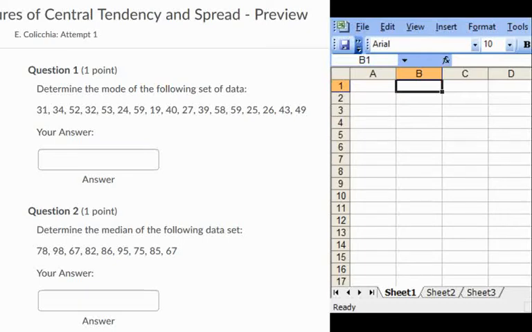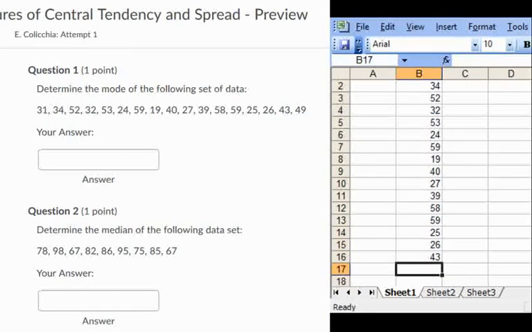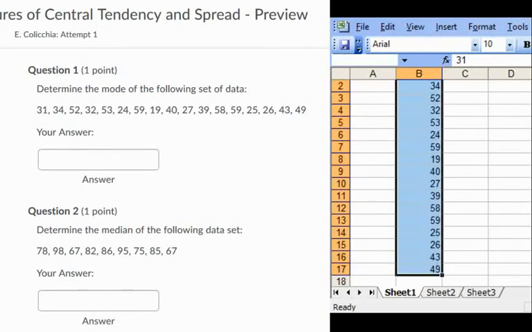I'm not seeing one directly, so another thing you could do is use a spreadsheet like Excel and enter your data in. And then once your data is entered in, you can organize it to find it, or you can use one of the functions in Excel to find out what your answer will be. So 27, 39, 58, 59, 25, 26, 43, and 49. So there's 17 values.